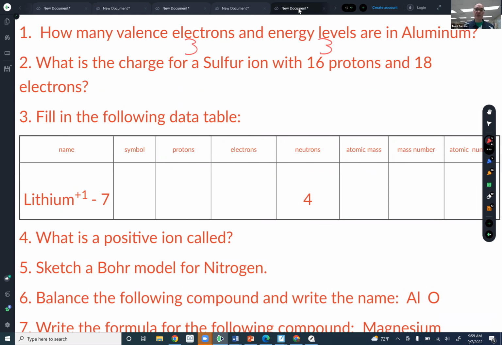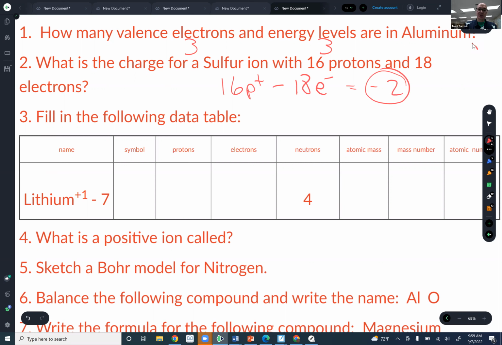What is the charge of sulfur if it has 16 protons, which are positive, and my electrons is covered up by my big bulbous head there? So 16 minus 18 electrons, because electrons have a negative charge. So it would have a charge of -2.